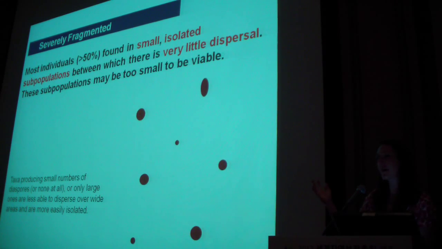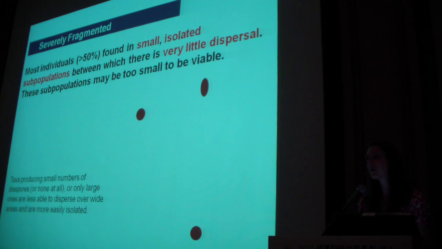And obviously, the opposite is then, therefore, the definition of severe fragmentation. If you have taxa that produce very small numbers of diaspores, or none, or only large ones, or the mature individuals are not able to distribute very easily over large distances, then any one of those populations might go extinct. And if it did, there would be no recolonization and there'd be no way to recover that subpopulation. So that would be a severely fragmented species.